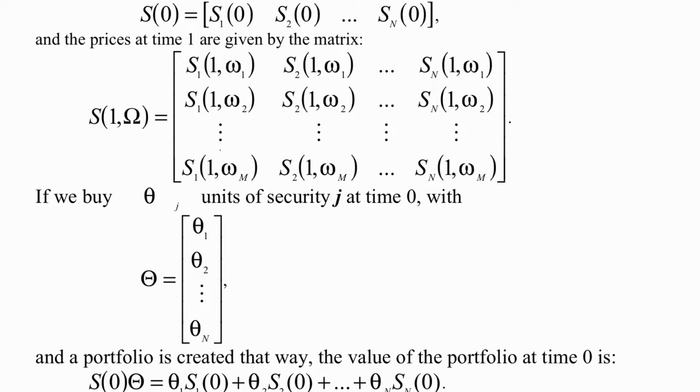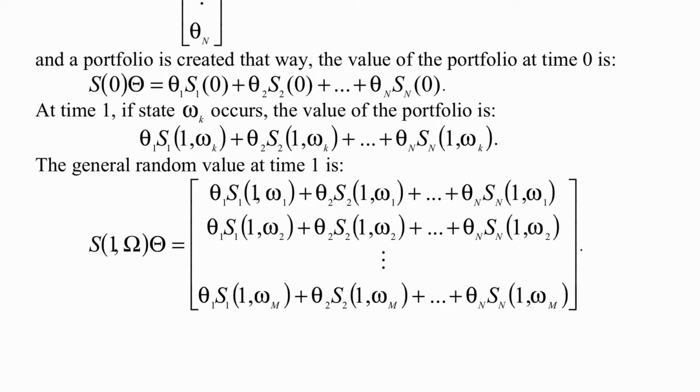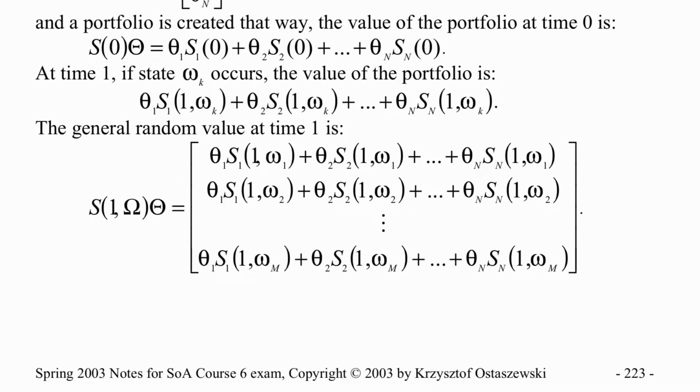If we buy theta j units of security j at time 0, with capital theta written as theta 1 through theta n, and the portfolio is created that way, the value of the portfolio at time 0 is S of 0 times theta, so theta 1 S1 of 0 plus theta 2 S2 of 0 up to theta n times Sn of 0.